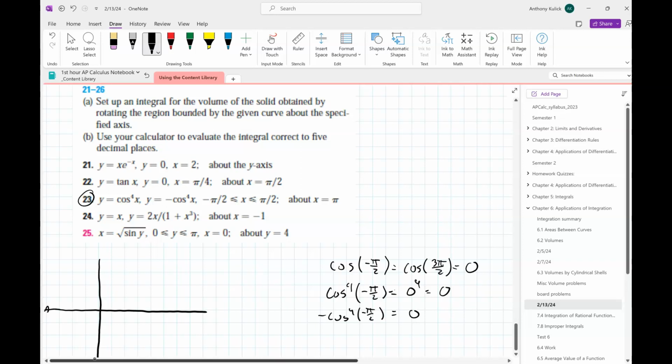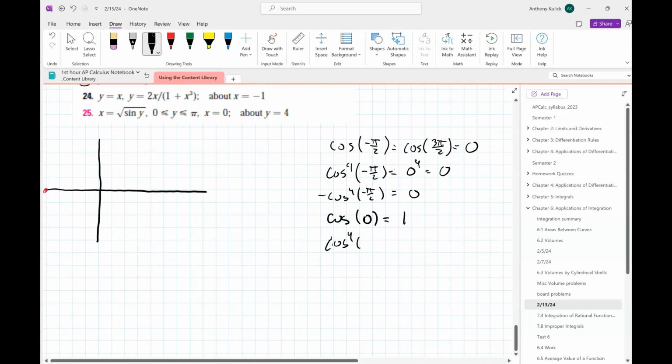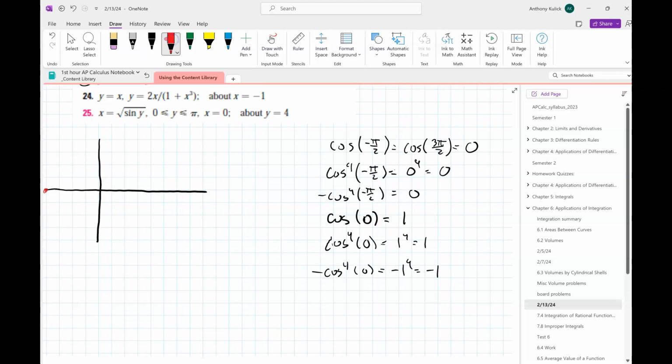So let's make that, I should use a color. So there's 0, okay. Cosine of 0 is 1. So cosine to the fourth of 0 is 1 to the fourth, or still 1. And negative cosine to the fourth of 0 should be negative 1 to the fourth, or negative 1. And then cosine of positive pi over 2 is still going to be the same, right? I think it's going to look like this.